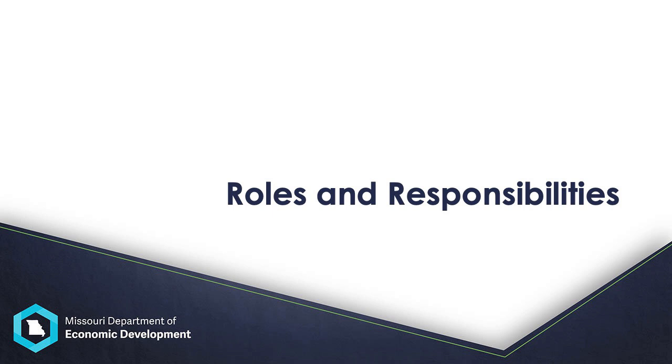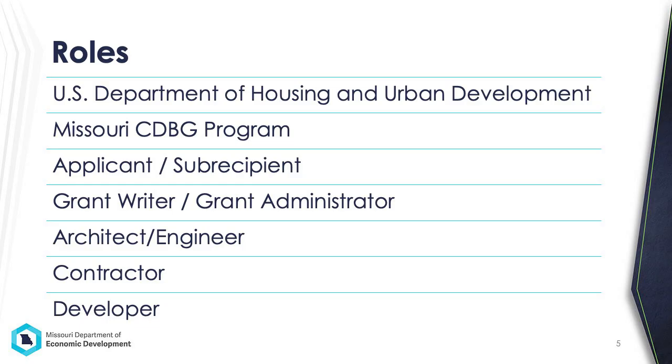Let's begin with roles and responsibilities. Administering a CDBG project is a collaborative process that requires open and frequent coordination and communication, as well as a general willingness to adapt. The key stakeholders include the U.S. Department of Housing and Urban Development, or HUD, the Missouri CDBG program, an applicant or subrecipient, a grant writer and grant administrator, an architect or engineer, a contractor, and in some instances, a developer.